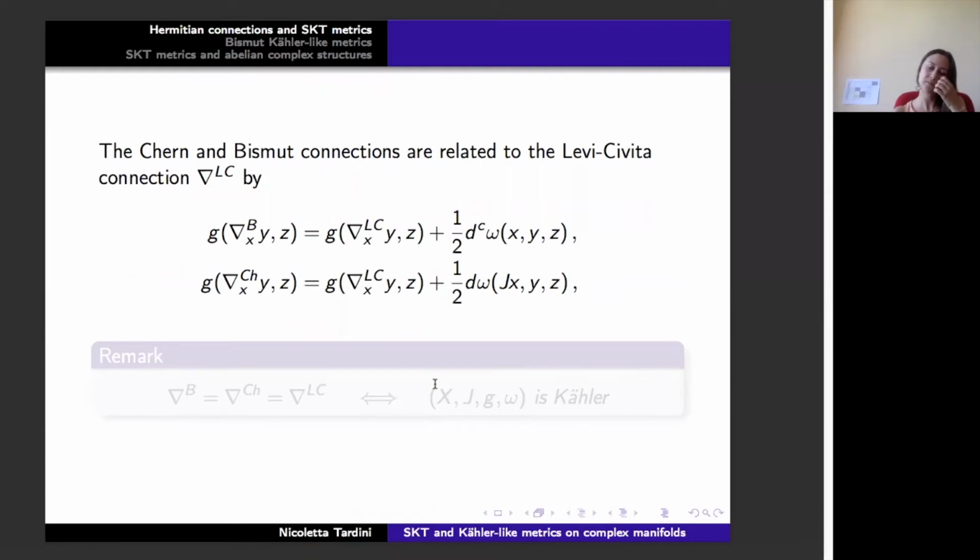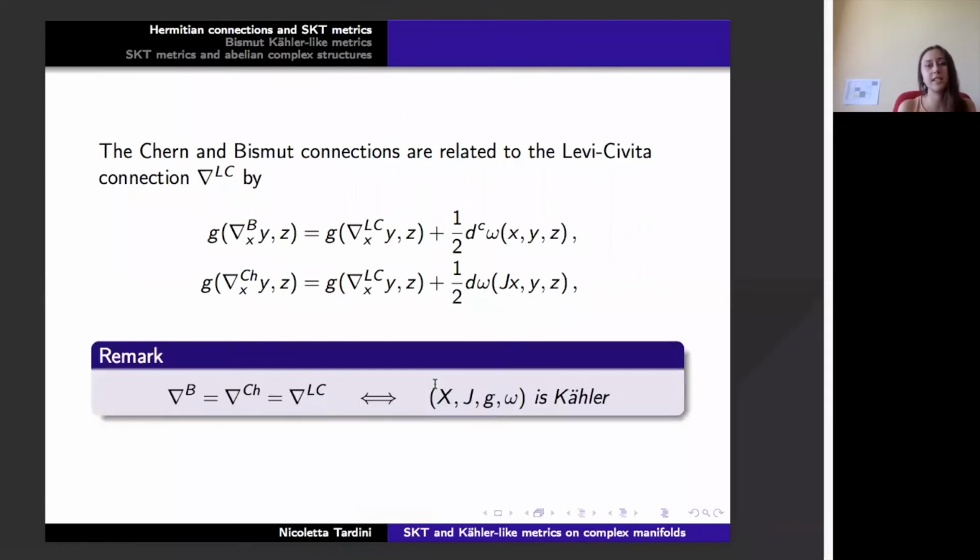We said that in the Hermitian setting, we have all these Hermitian connections that do not coincide with the Levi-Civita connection unless the metric is Kähler, because in that case the Levi-Civita connection also preserves the complex structure. So in the non-Kähler setting, these connections will not coincide, and we can expect that they will behave differently. In particular, they will behave differently also at the level of the curvature.